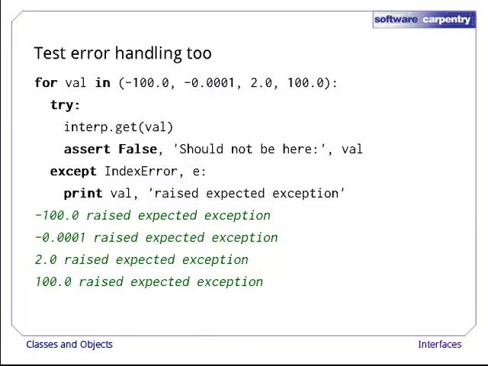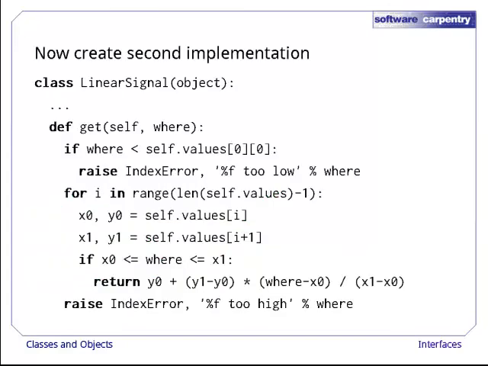Notice that our tests include a value that's just less than the minimum we should accept, minus 0.0001, and exactly equal to the maximum we should reject, 2.0. In each case, the object raises the expected exception. This gives us some confidence that our program will fail early if we do something silly, which will make debugging easier. Alright, what about linear interpolation?